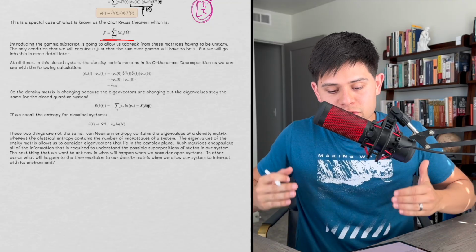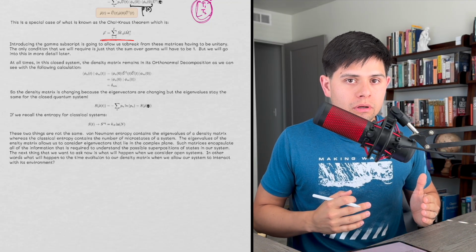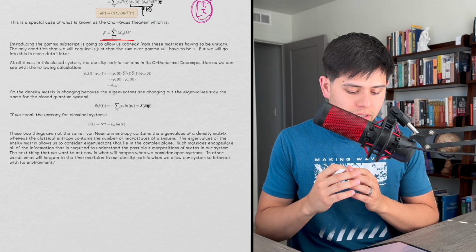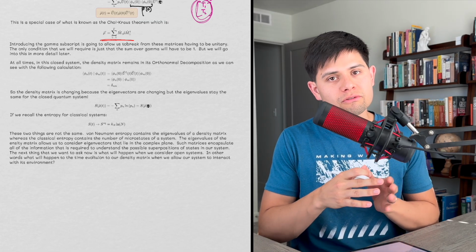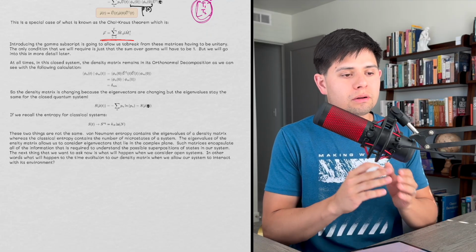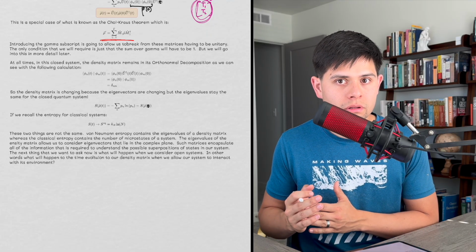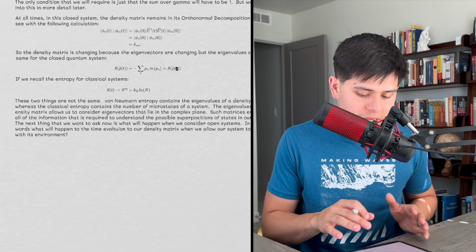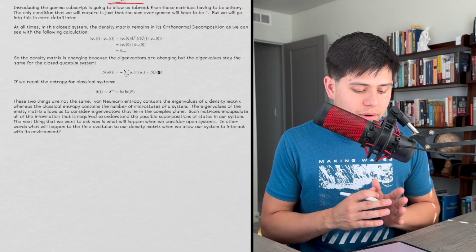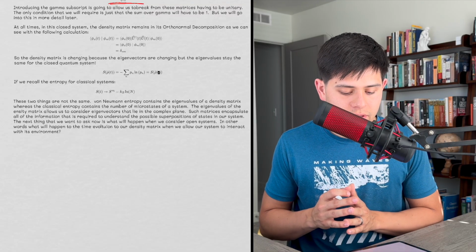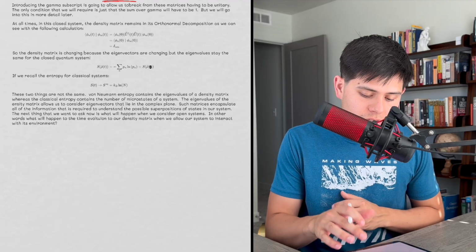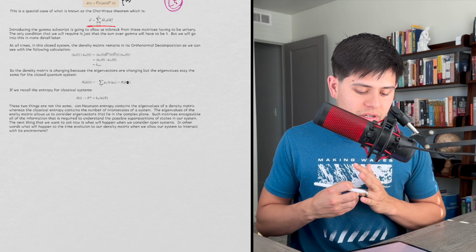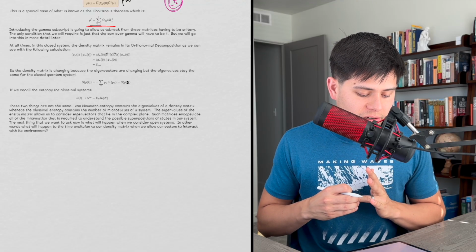This is also fundamentally different from the entropy that we all know and love from thermodynamics and chemistry, right? Because in chemistry, the entropy is defined by the number of microstates of a system, not the number of copies of a system in an ensemble. So this is going to be a very important distinction to make. The eigenvalues of the density matrix allow us to consider eigenvectors that lie in the complex plane. Such matrices encapsulate all of the information that is required to understand the possible superposition of states in our system.